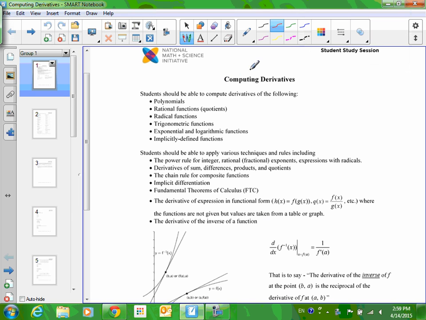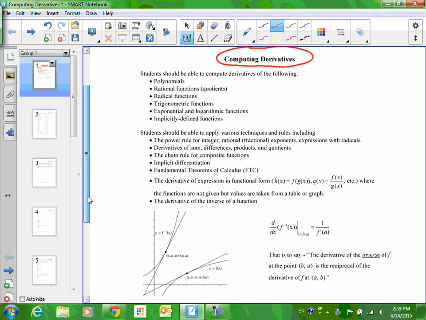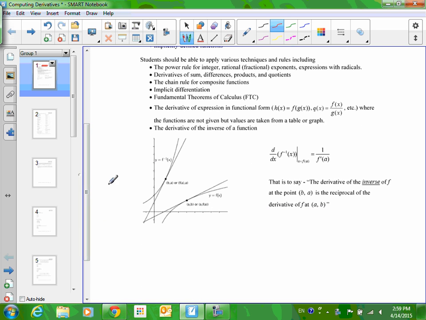You should be really comfortable with computing derivatives. We've done it all year, all the different types of ones. Now, one thing that we really haven't done is this right here, the derivative of the inverse of a function. And I'm not even going to teach it right now. For those of you who really want a 5, you need to read this. And it's not really that hard. I'm not teaching it though.